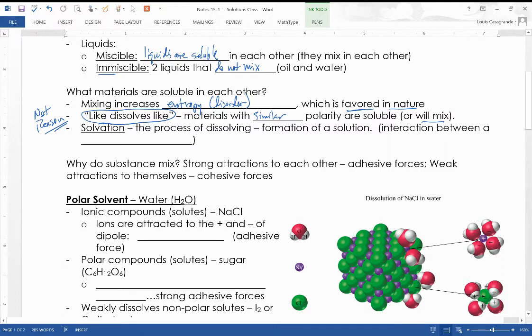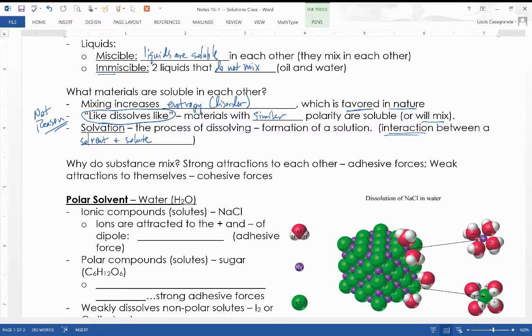And that mixing is a process. That process we call solvation. It's a process of mixing, the formation of a solution. And in that formation, we have an interaction, and the interaction always takes two parts. That interaction is between the solvent and the solute. And the interaction takes the form of intermolecular forces. And so let's look at how those intermolecular forces affect the solubility.